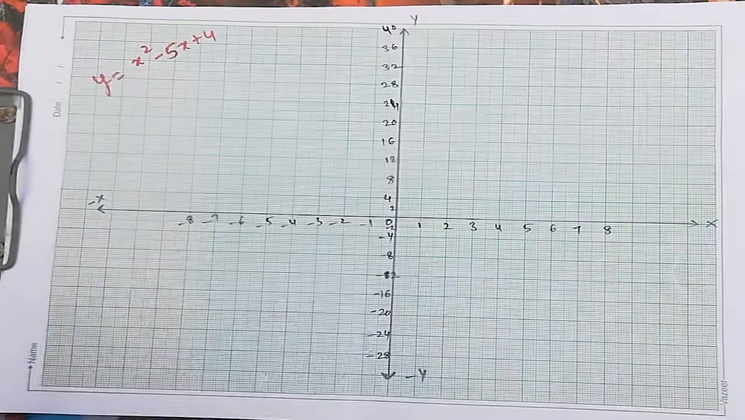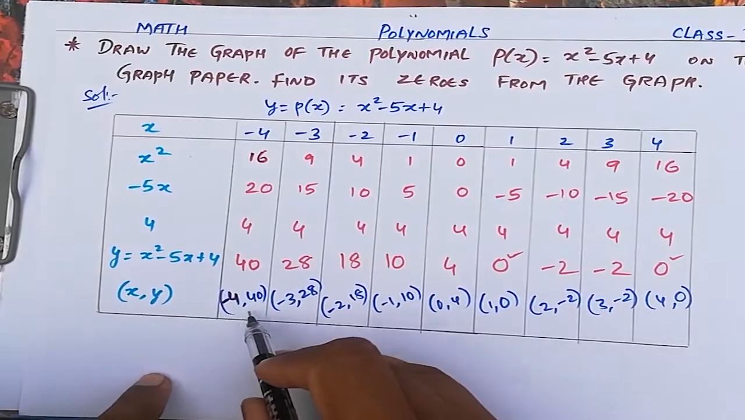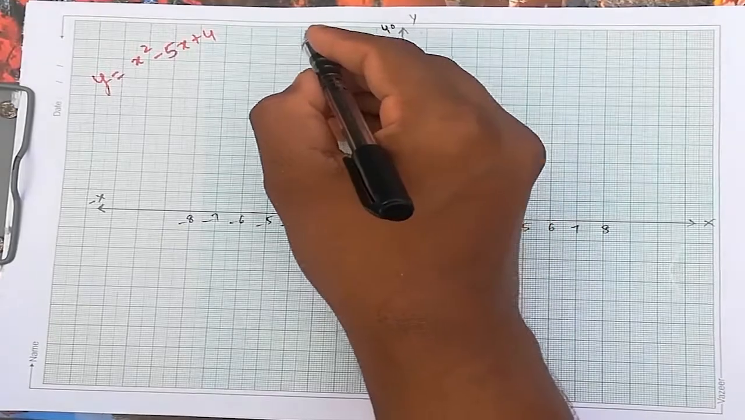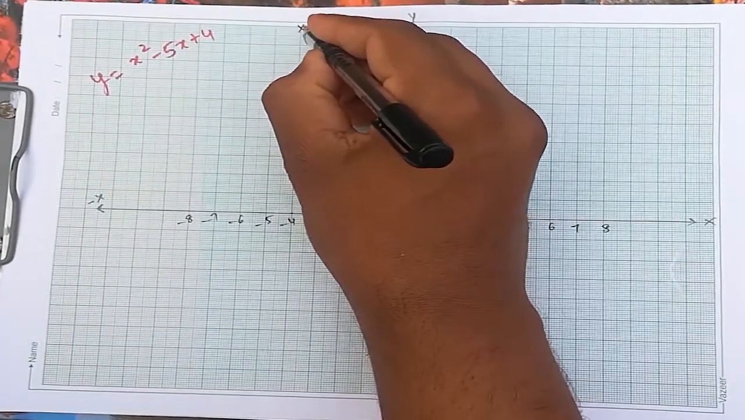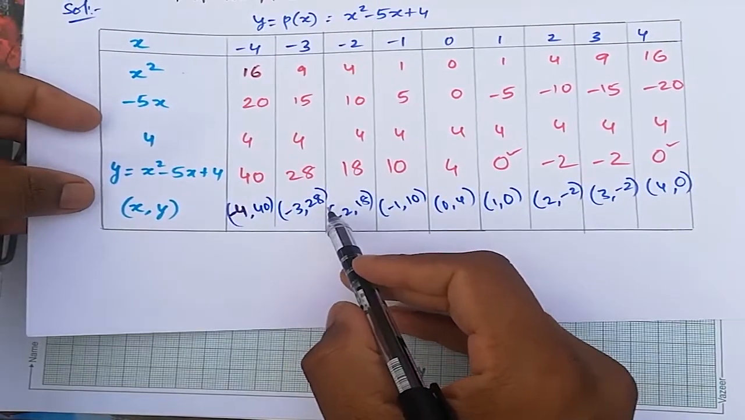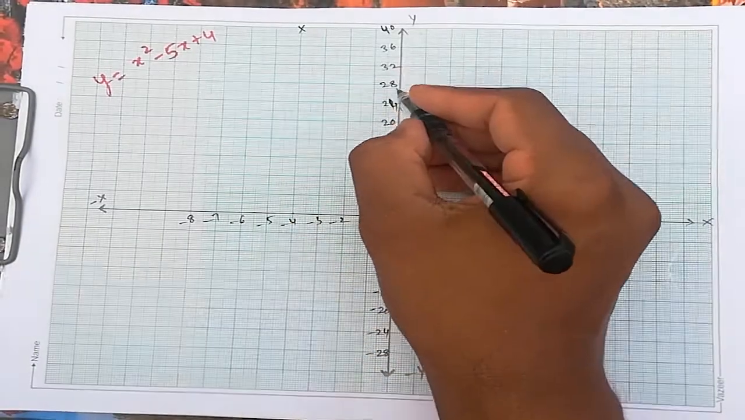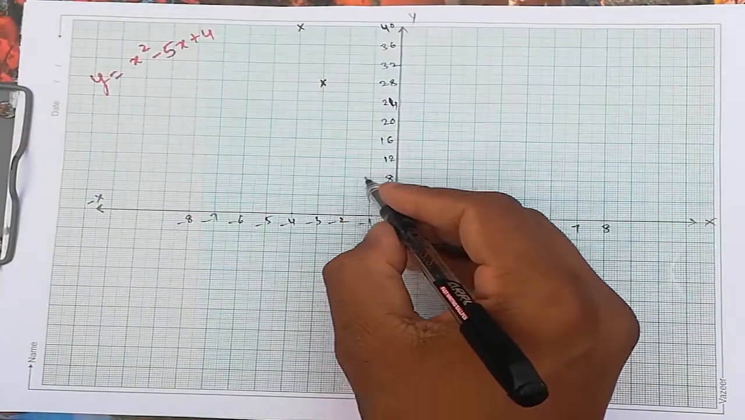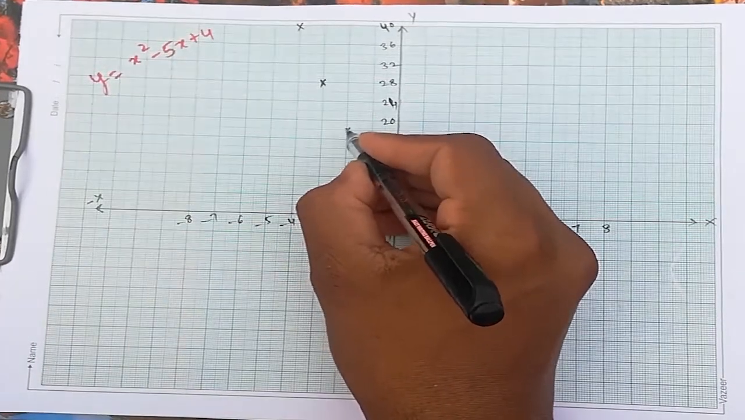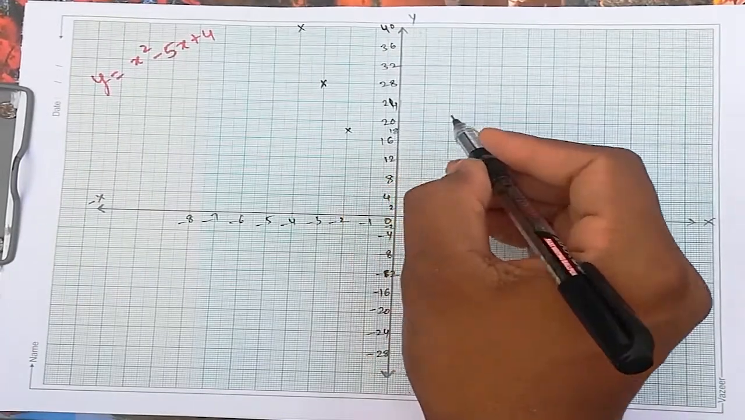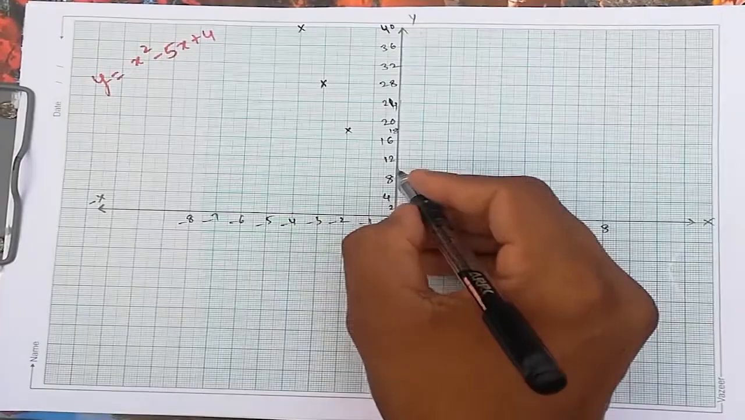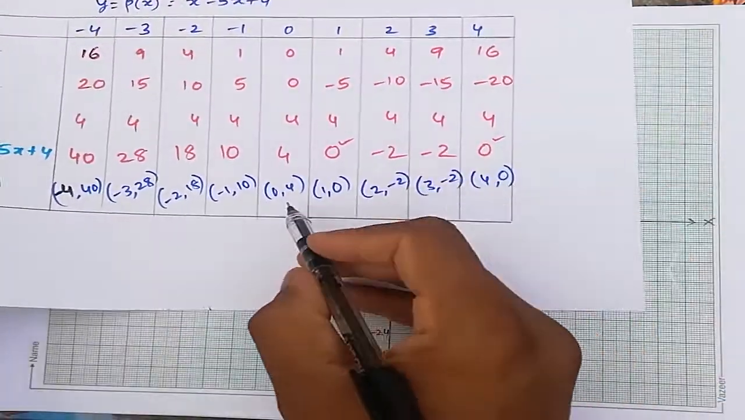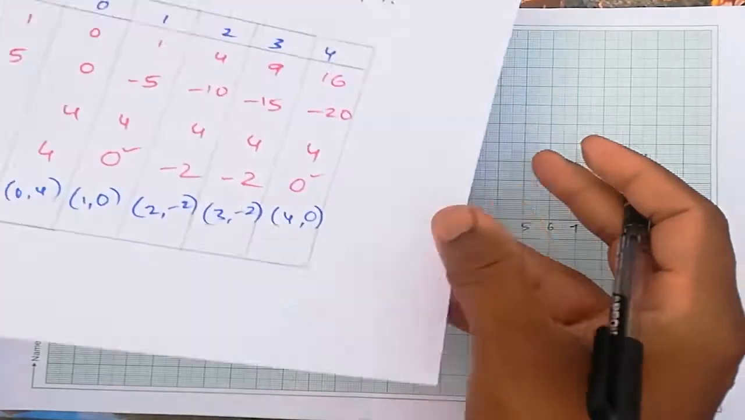So what is the first coordinate we have? Minus 4, 40. For minus 4, here it is minus 4, and 40 is totally up. So from here is the starting point. Then minus 3, it is 28. For minus 3, 28 means here. Then minus 2, 18. Minus 2, 18 lies between 20 and 16. So this one is 18. Then for minus 1 we got 10. 10 lies between 8 and 12. So minus 1, here it is 10. Then 0, 4, on the 4 value.